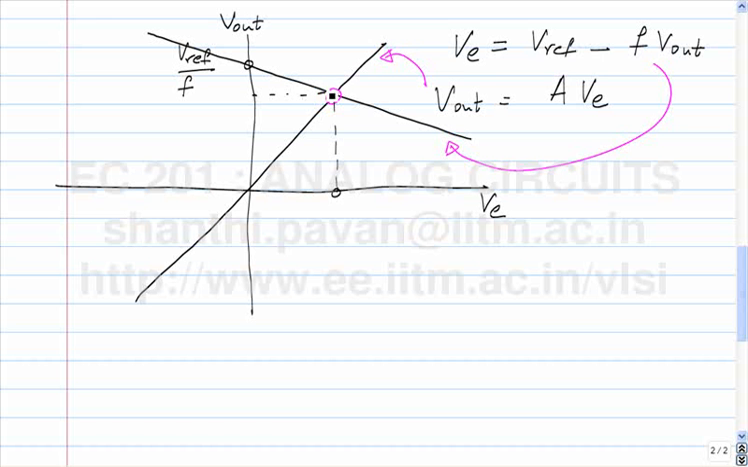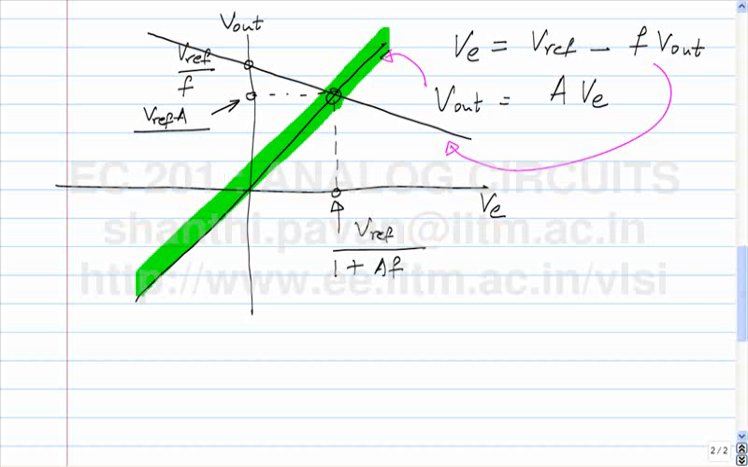So I need to basically be able to figure out both the input, that is VE. What does this correspond to? This is nothing but Vref by 1 plus AF. Okay. And what is this? If this is Vref by 1 plus AF, this point here lies on this straight line. So the output must be Vref times A divided by 1 plus AF.